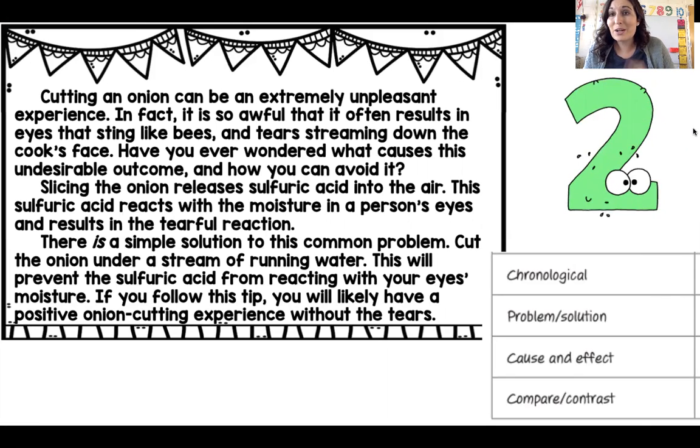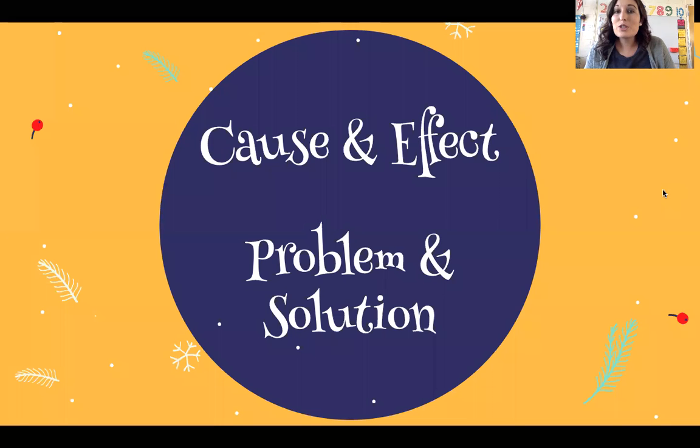Remember, with this one, there are two types of text structures shown here. Pause the video to discuss which two you think it is. The two text structures of this example were cause and effect and problem and solution.